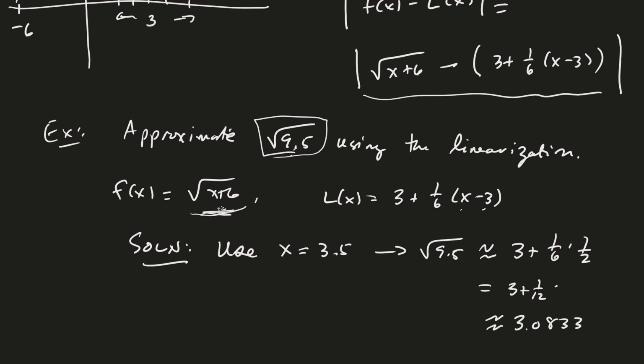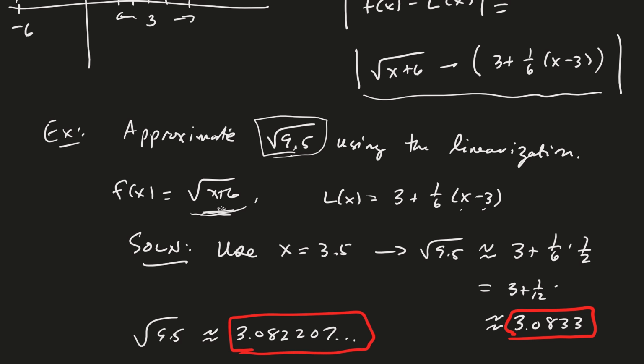Well, using our calculator, we can go ahead and see what the square root of 9.5 is. The square root of 9.5 is approximately 3.082207, and so on. And so you can see the difference, right? This is our linear approximation, and this was what our calculator said the square root was. And so you can see those are really close together.